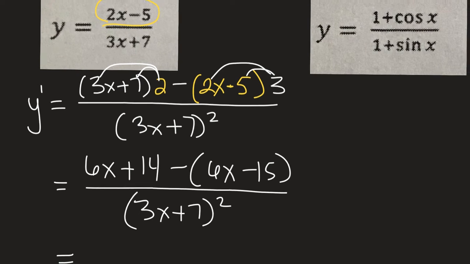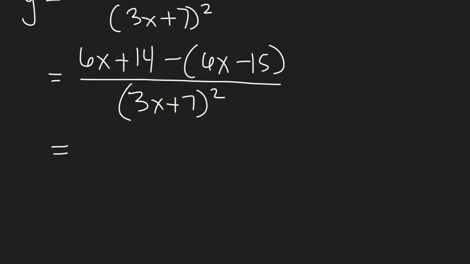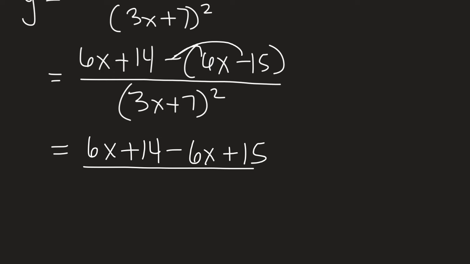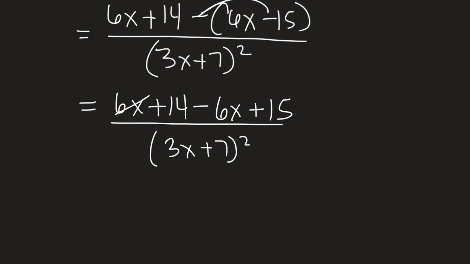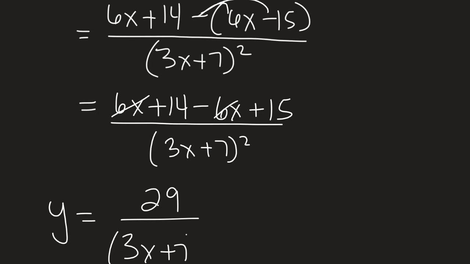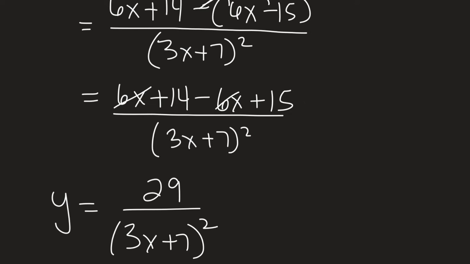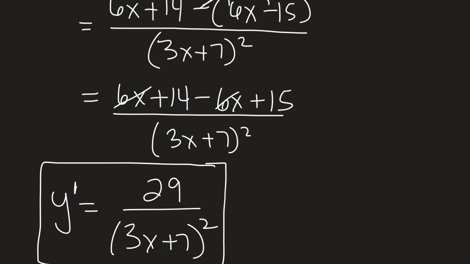Now it might be okay to not square that out just yet to see what happens, but we will take care of this minus on top. So minus 6x and plus 15 when we distribute our negative, all divided by 3x plus 7 squared. When I combine my like terms, the 6's cancel out, and I get a derivative of 29 over 3x plus 7 squared. It would not be beneficial to square out that denominator, so I'm just going to leave it like this and be perfectly happy with it as the derivative of that initial quotient.